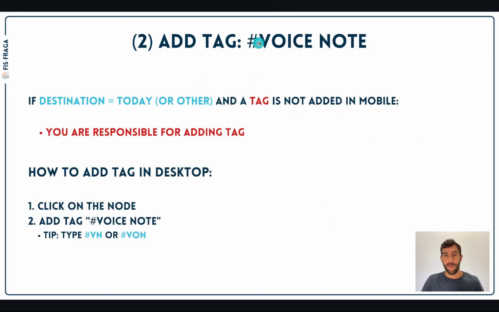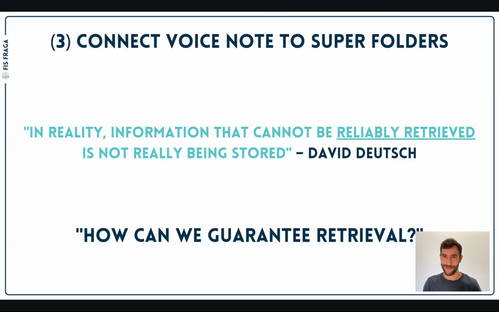So here, if it's not added on mobile, you need to add it on the desktop. And this is super easy. You basically click on the note and then you add the tag by typing hashtag voice note. And if you want a tip to make things faster, you can go for hashtag VN, which should work and should select the voice note super tag straight away. This is it. It's quite simple, but I wanted to make sure this is one of the steps here.